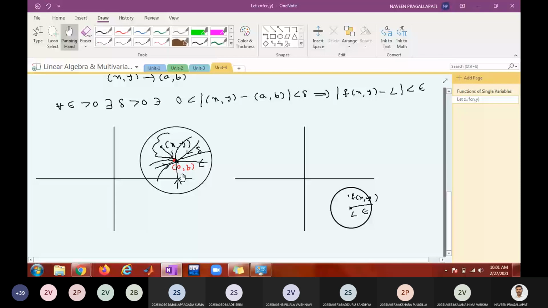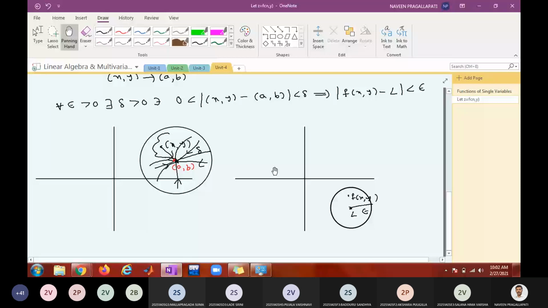Is it not? So when will the limit not exist? Even if the limit does not exist along one path, the limit will not exist. If the limit exists along different paths but they are not equal, then also the limit does not exist. There are infinitely many paths, therefore we will have infinitely many limits. All those limits should exist, and all must be equal.